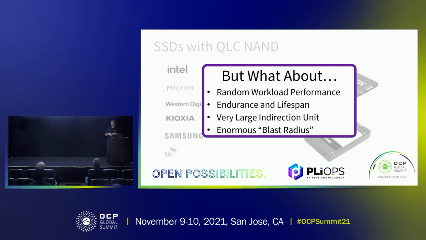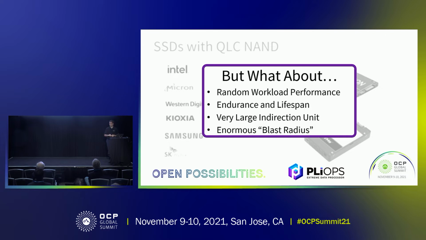QLC SSDs are also moving to a larger and larger indirection unit. This is the amount of data linked with a logical block address. Some of the newest QLC SSDs have a 64K indirection unit. That's 16 times the standard of 4K. This enables QLC drives to have less DRAM, which lowers the cost, but you must change your software or your file system to take full advantage of that. And finally, QLC drives are getting larger and larger with 32 terabytes available now and 64 just around the corner.